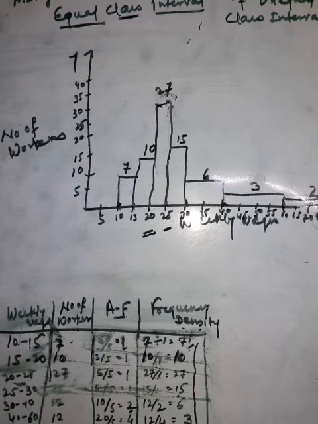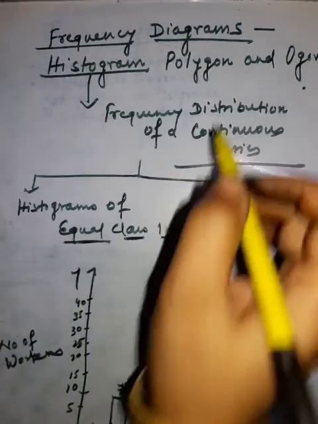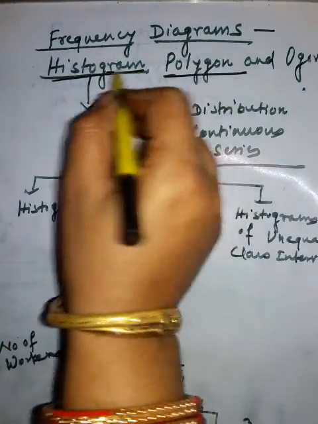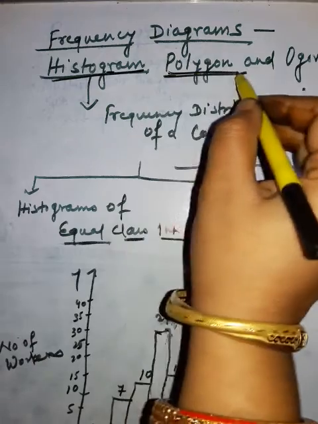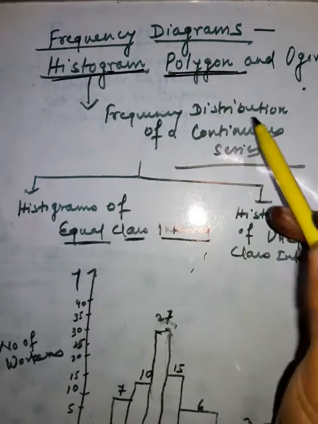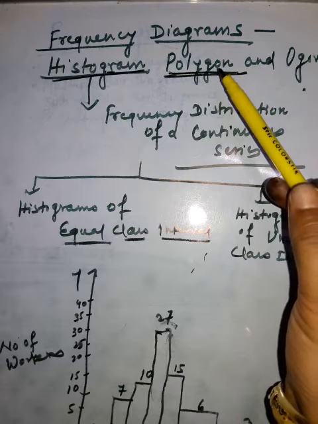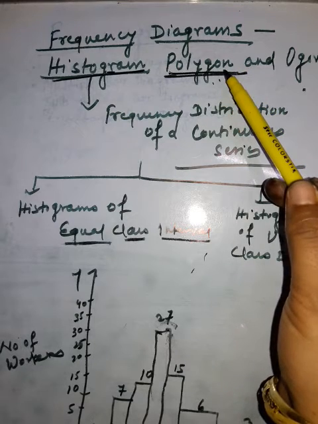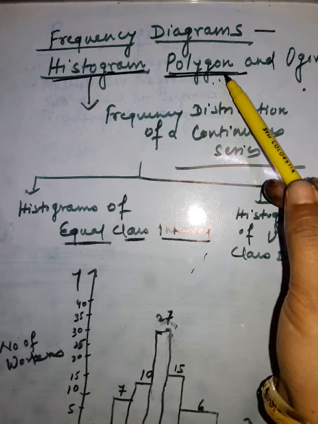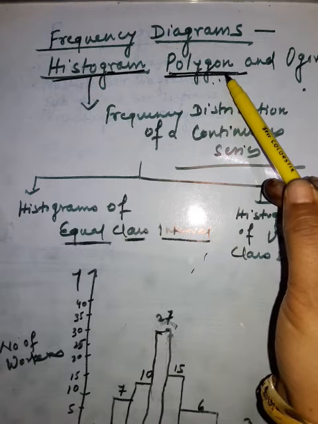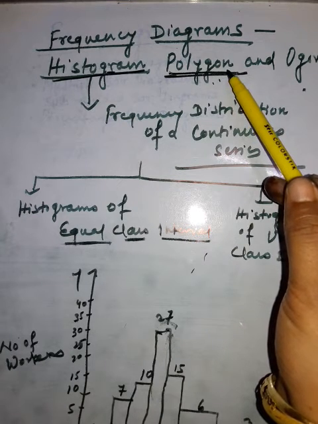And now next thing is polygon. And what is polygon? After histogram, another frequency diagram is polygon. Polygon is another form of diagrammatic presentation of data. It is formed by joining the midpoints of the tops of all rectangles in a histogram.